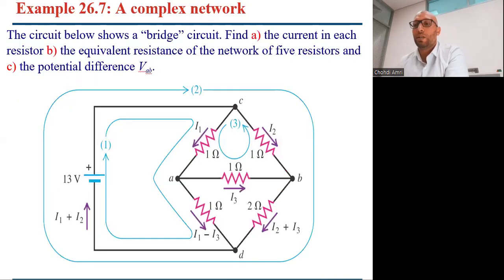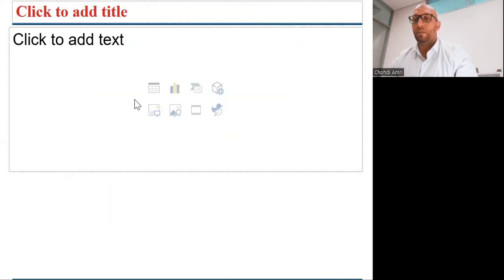We have another circuit, call it a bridge circuit. The circuit below shows a bridge circuit. Find the current in each resistor, then find the equivalent resistance of the network of the 5 resistors, and what is the potential difference VAB. Okay, let's try to answer these questions step by step.